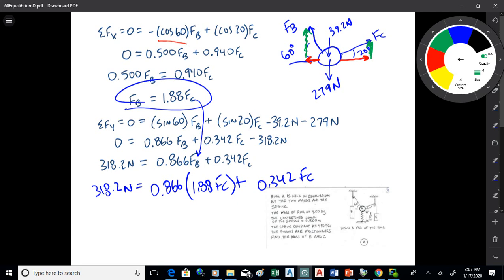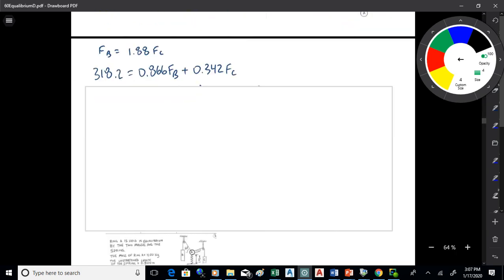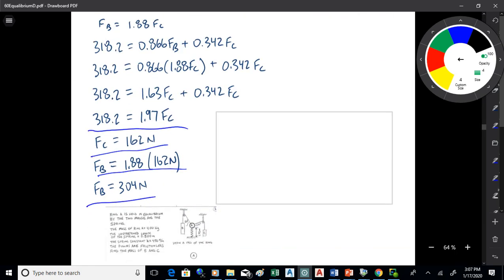Okay. Again, we just work through the algebra there. We get 318.2 is 0.866 FB plus 0.342 FC. We have an expression for FB. It's 1.88 FC, so that goes in for FB right there. So now we only have one unknown in there. It's FC. So we can go ahead and work through that and solve for FC. It's 162 newtons. FB is 1.88 times that, which is 304.